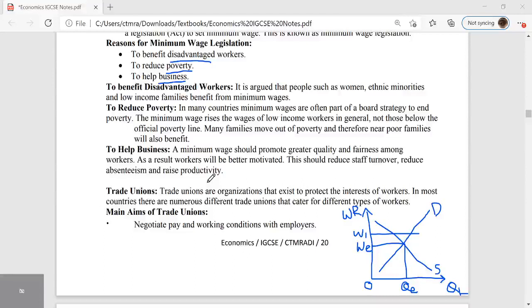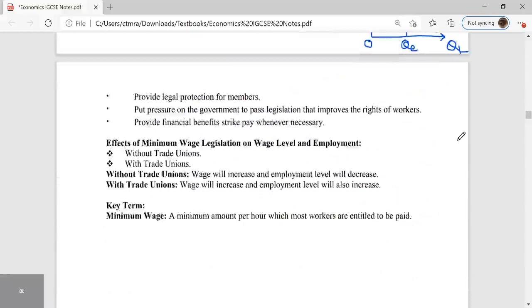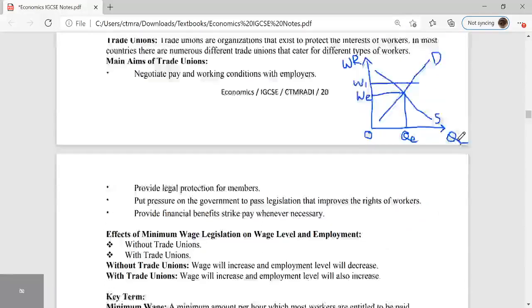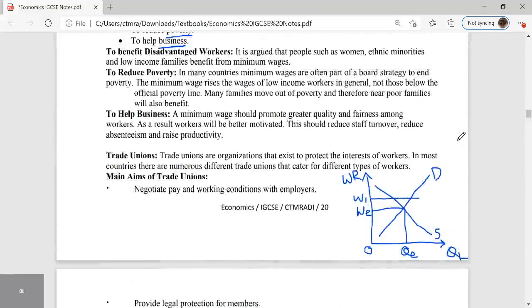We'll discuss the trade union later, but there's some controversy over whether this is a good step or a bad step. So, the effect of the minimum wage legislation. This is an important question. See what's happening: because of this rising wage rate, what will happen to the demand for labor?